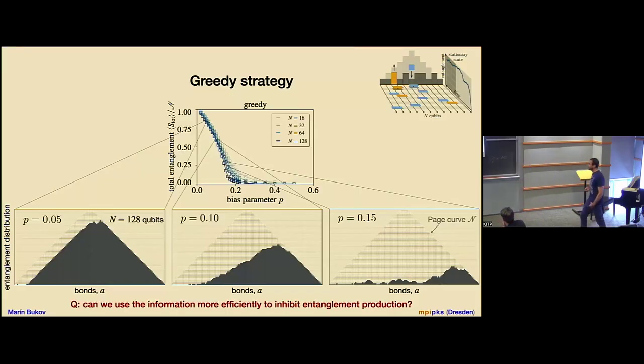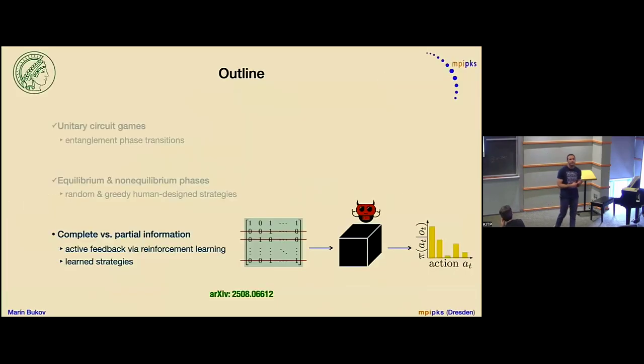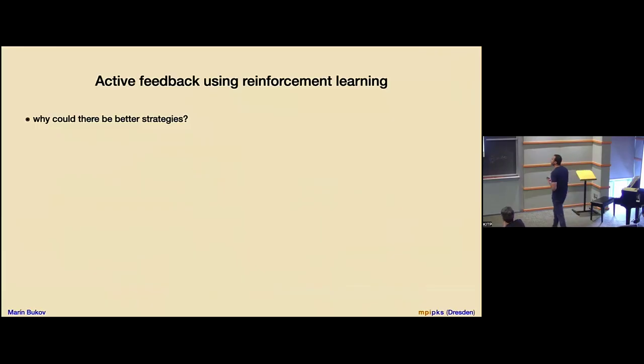Okay. So far, we've seen the random strategy, we've seen a greedy strategy. This is kind of the simple thing one can do. But is this really the optimal way or the most efficient way to inhibit entanglement growth with the amount of information that we're using here? Can there be better ways of doing this? And the answer is yes, there are. So let's ask the question, why could there actually be better strategies here? So how could a strategy be better than what we've just defined in terms of checking all the bonds and then just placing the gate greedily?